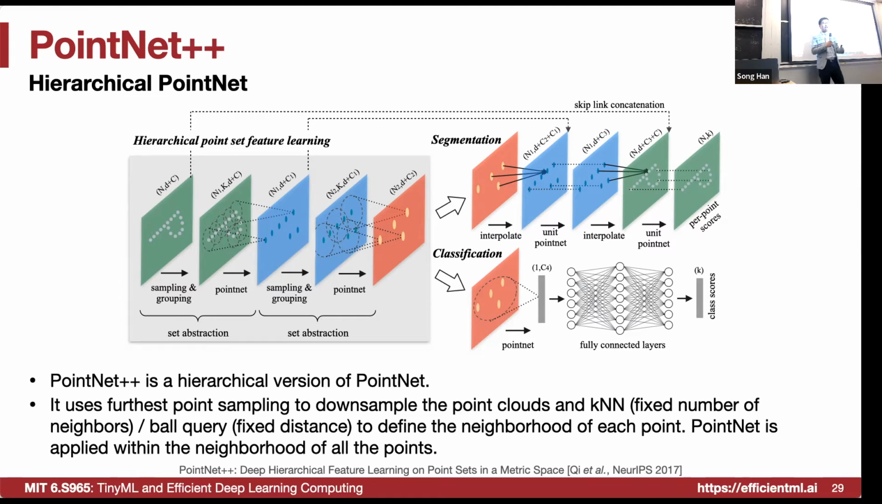For example, using the k nearest neighbor to find the k points that are closest to me. Or we can use the ball query using a fixed distance. So everything that falls within this distance belongs to my neighbors. Okay? So one of them gives a fixed number of neighbors. The other is giving a fixed distance.